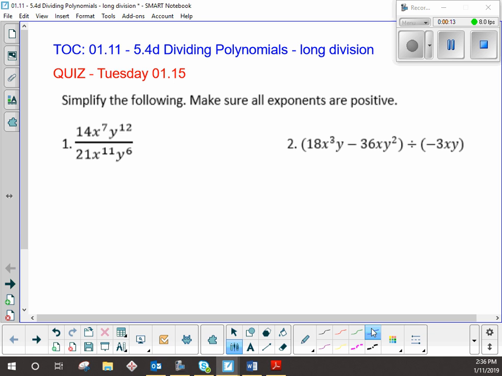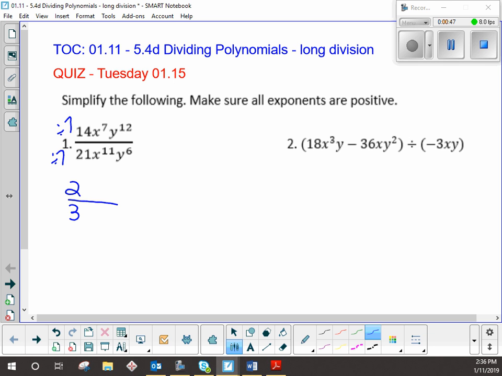So for this first one, we want to look at the number parts first, the 14 over 21. What I like to do sometimes is just give myself a fraction bar, because I'm going to do each of those things individually. If I need something on top or bottom, I already have the space there for it. So looking at 14 over 21, what can I divide out of both of those numbers? 7. Okay. So I divide 7 out of the top and 7 out of the bottom. 14 divided by 7 is 2. 21 divided by 7 is 3 on the bottom. Okay. So I've got 2/3 to get me started.